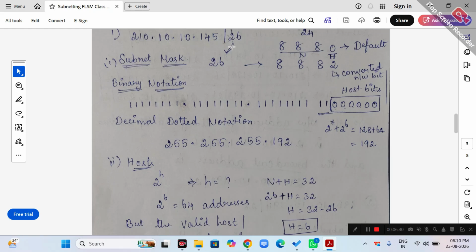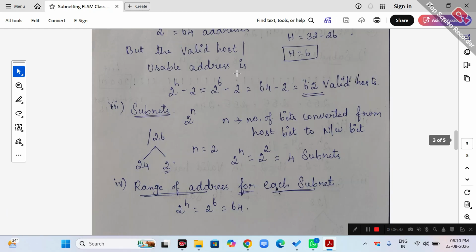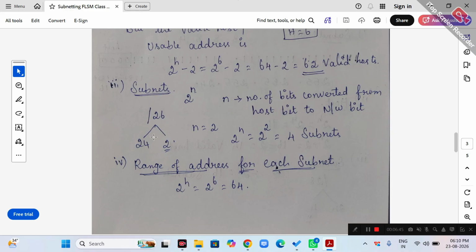The subnet value given in the question is 26. By default, for a Class C address, the subnet mask is 24. The remaining 2 bits are converted network bits. So this is one way to find the converted network bits.